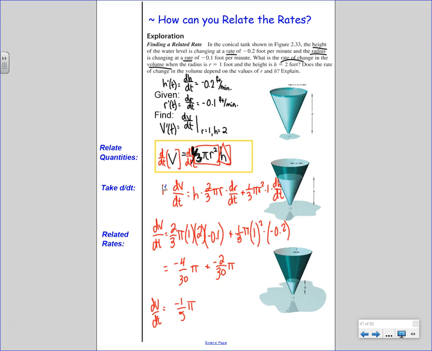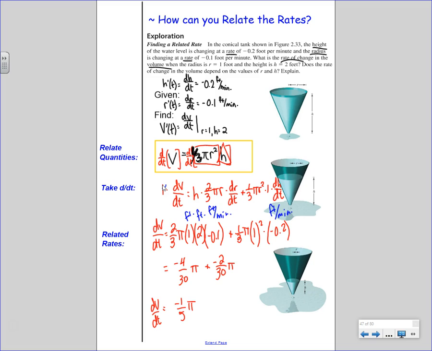Kiddos, there were units to begin with, so there need to be units at the end. I'm going to put the units in a different color. What were the units of the -0.1 and -0.2? Okay, so we have feet per minute for both of these. But we also plugged in R's and H's. So R would have been feet, right? And then H would have been feet. Oh, hey, feet cubed per minute?